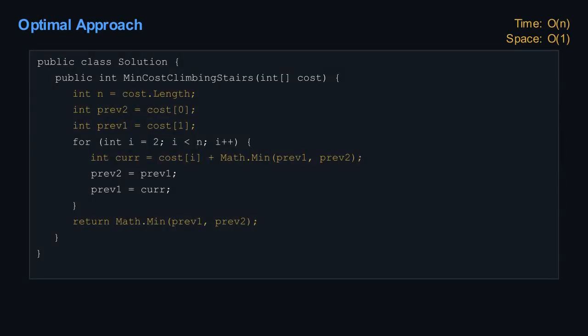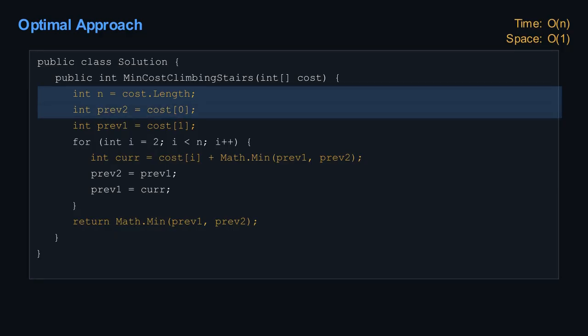The key insight to this problem is that we can use dynamic programming to store the minimum cost to reach each step. This insight eliminates repeated work because we only need to calculate the minimum cost to reach each step once. Let's walk through the optimized solution. We declare a variable to store the minimum cost to reach the previous two steps. We initialize these variables with the costs of the first two steps. Then, we iterate through the rest of the steps.